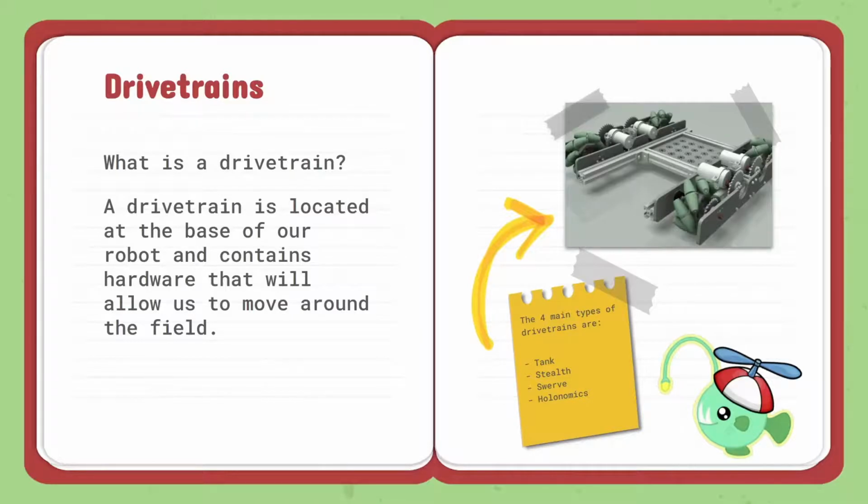So what is a drivetrain? A drivetrain is normally located at the bottom of the robot, and it contains the mechanisms that allow us to move on the field. So there are 4 main types. There is tank drive, stealth, swerve, and holonomic.